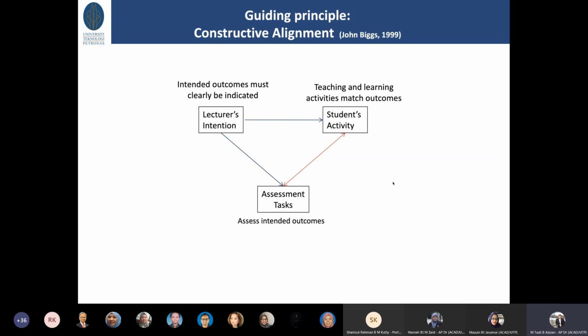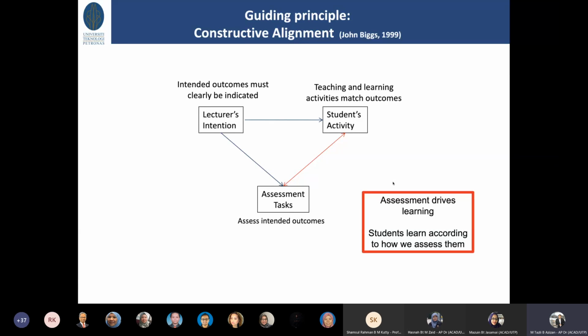So when we talk about performing something, we have to make sure that the activities the students need to be doing are about performing something. That is the students' activity. And then we want to measure whether the students are able to perform or not. That is part of the assessments that we give to our students. So we have to make sure that the students' activity and the assessment are aligned to each other. This is what we call constructive alignment.